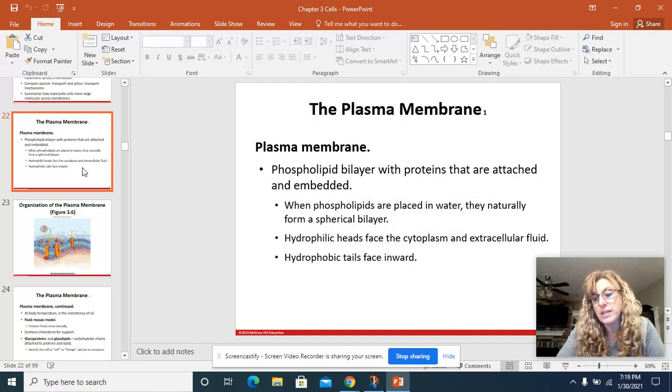So your plasma membrane is made up of a phospholipid bilayer. Phospholipids are members of the lipid family, and we talked about lipids last chapter. They repel water, and they are hydrophobic, which is a good thing. That's why cells are the basic unit of life.